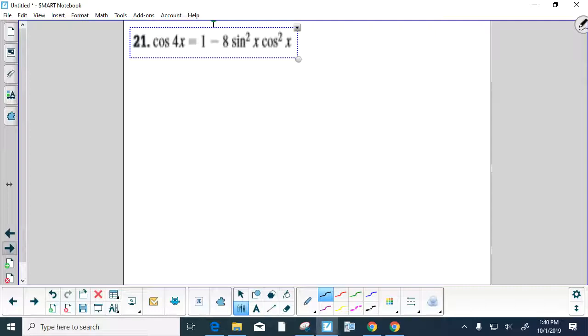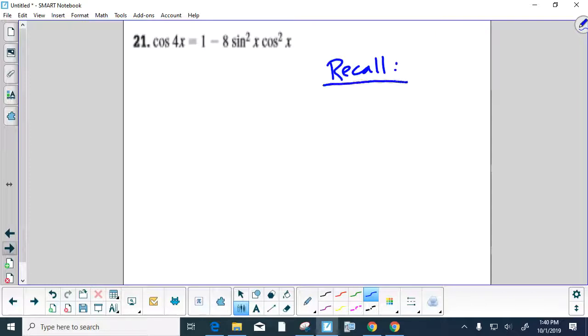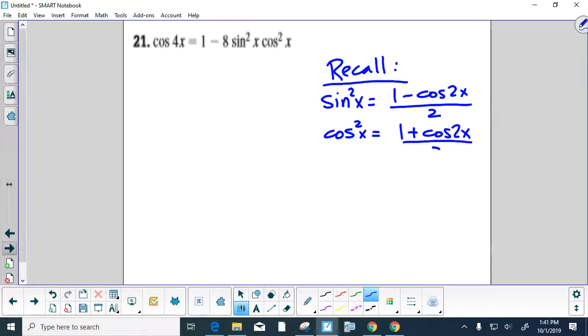Okay, for cosine of 4x, I don't like that. But I do know that I have some squares over here that I can reduce the power on. Okay, so we need to recall what the power reducing identities are. Sine squared x is equal to 1 minus cosine of 2x over 2, and then the cosine squared is nothing more than the addition.